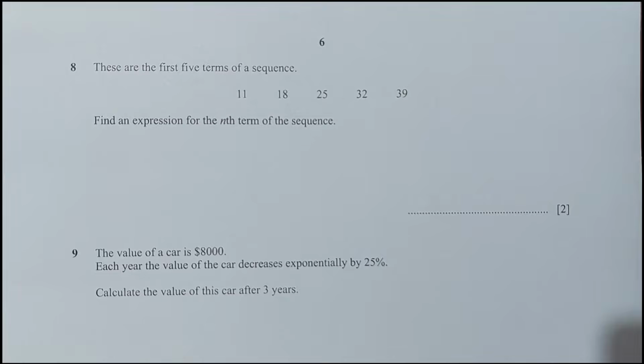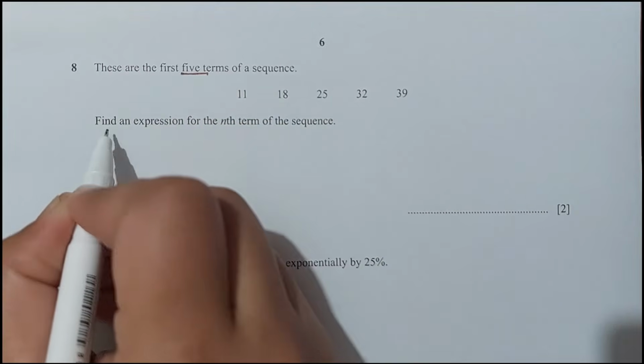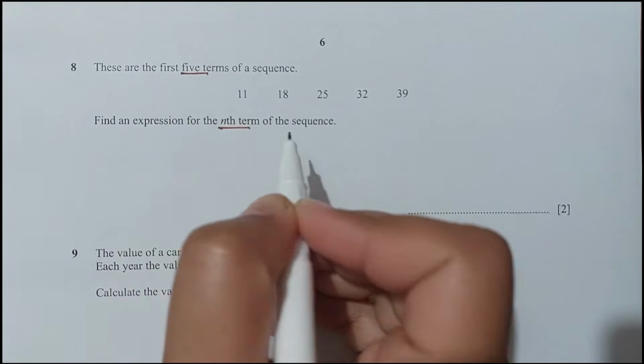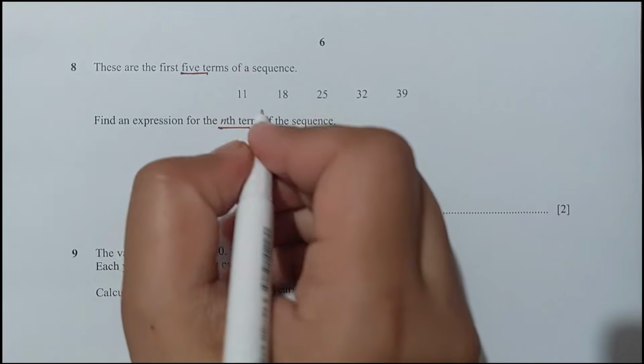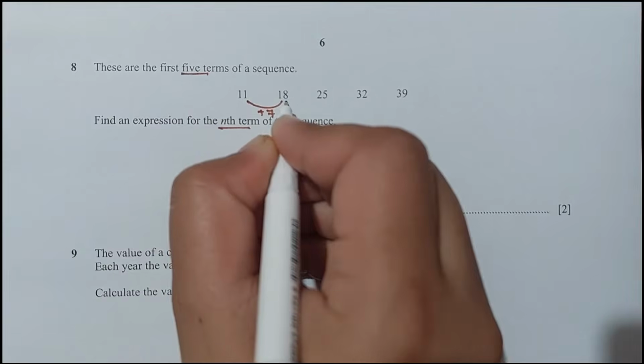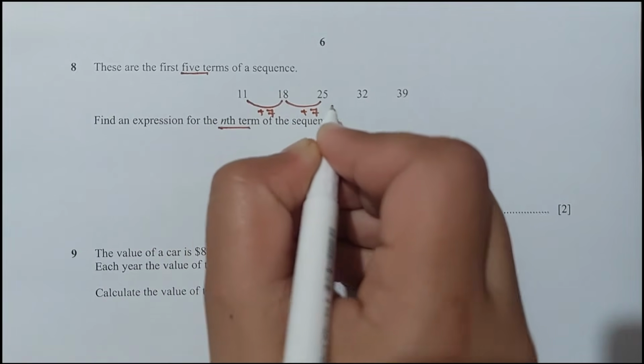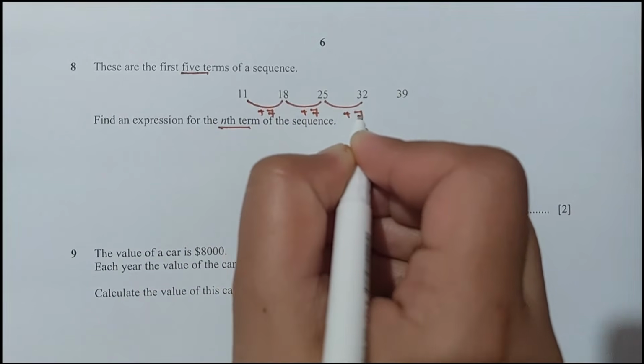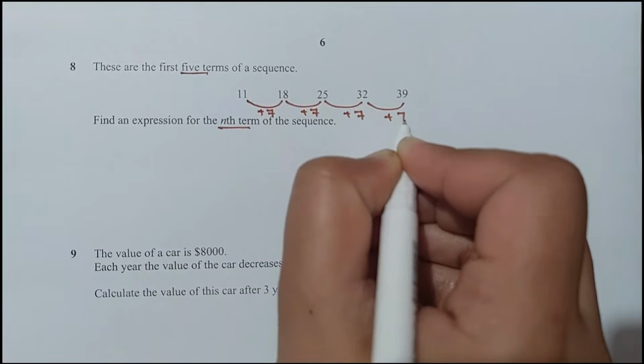Question number 8. These are the first 5 terms of the sequence. Find an expression for the nth term. Let's see the difference between the terms. In 11, if I add 7, you will get 18. 18 plus 7 is 25. 25 plus 7 is 32. 32 plus 7 is 39.